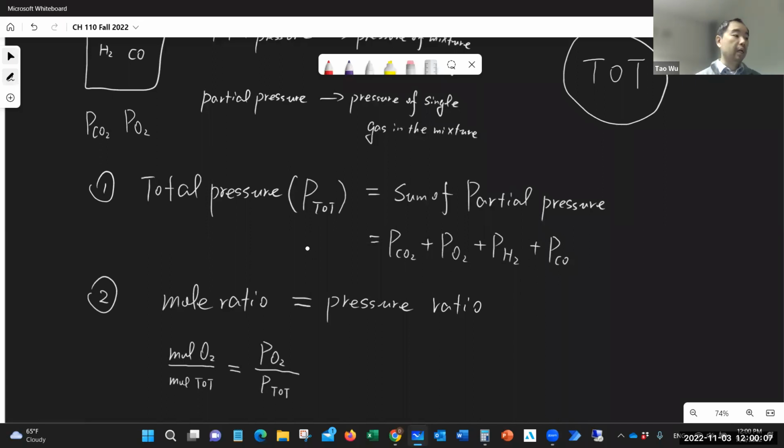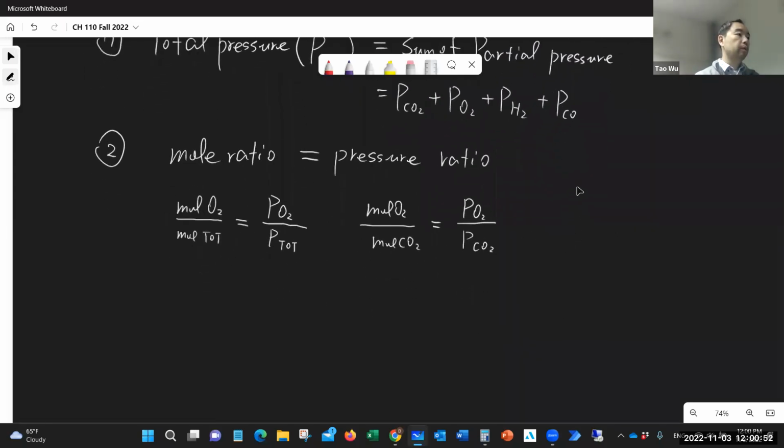Okay, so that is the same thing. The mole ratio will be equal to the pressure ratio. Or if you say, the mole of the oxygen divided by the mole of the CO2, then that will also equal the partial pressure of the oxygen divided by the partial pressure of the CO2. Okay, so generally the mole ratio should be equal to the pressure ratio. This is another topic we talk about here.